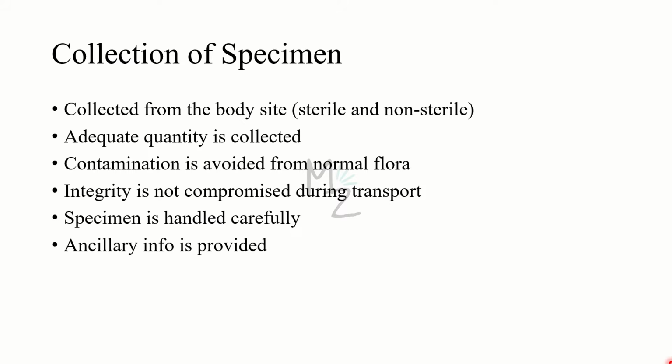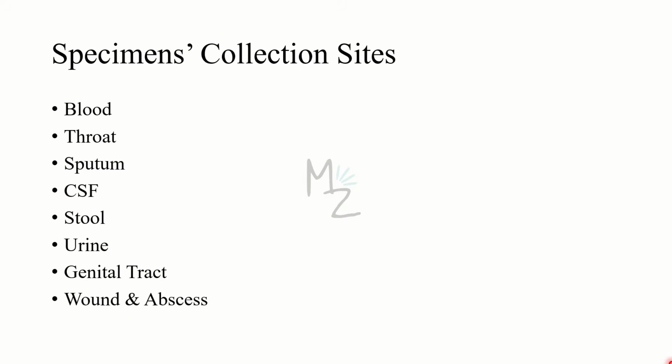Then we will collect an adequate quantity of that sample, avoiding contamination from the normal flora. If it is contaminated with the normal flora, it will be difficult for us to diagnose whether the normal flora is responsible for causing that infection or the infection is caused by the organism present in the sample. Integrity of that sample should not be compromised during transport. Specimen is handled carefully, and ancillary information, which means the supplementary information, is also provided. There are different specimen collection sites. I've mentioned the following: blood, throat, sputum, CSF, stool, urine, genital tract, wound, and abscess.